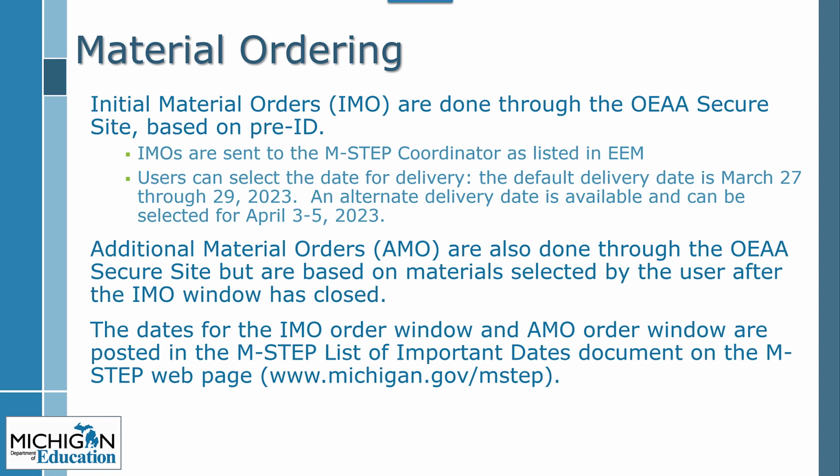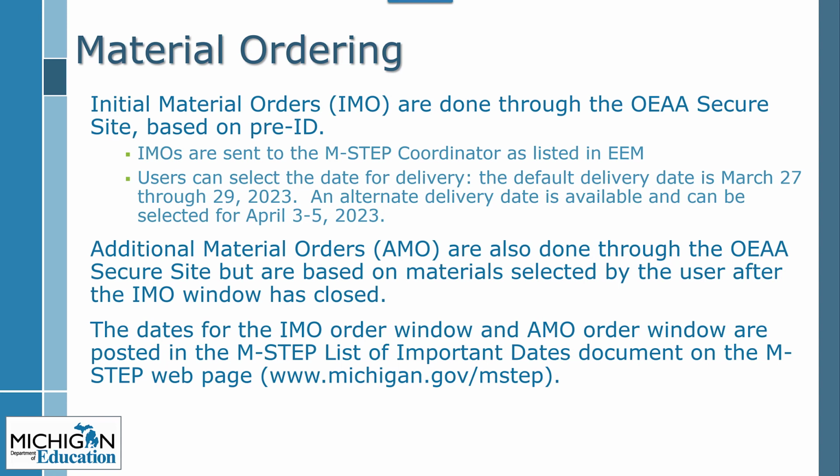Initial material orders were done through the OEAA Secure Site and are based on your pre-ID counts. Additional material orders will also be done in the OEAA Secure Site. This function is available once the IMOs have arrived in schools. Dates for material delivery are listed here, and in the Important Dates documents. March 27th through the 29th is the default date range, and April 3rd through the 5th are the alternate dates in case your school or district has a conflict for the default dates.